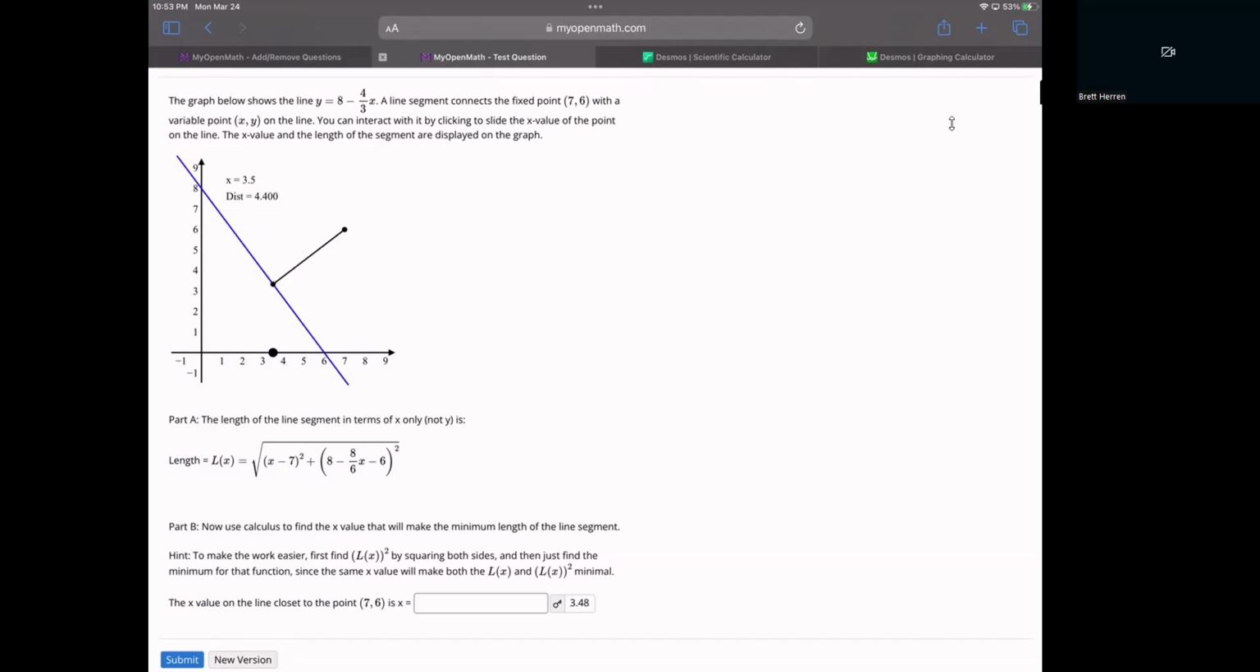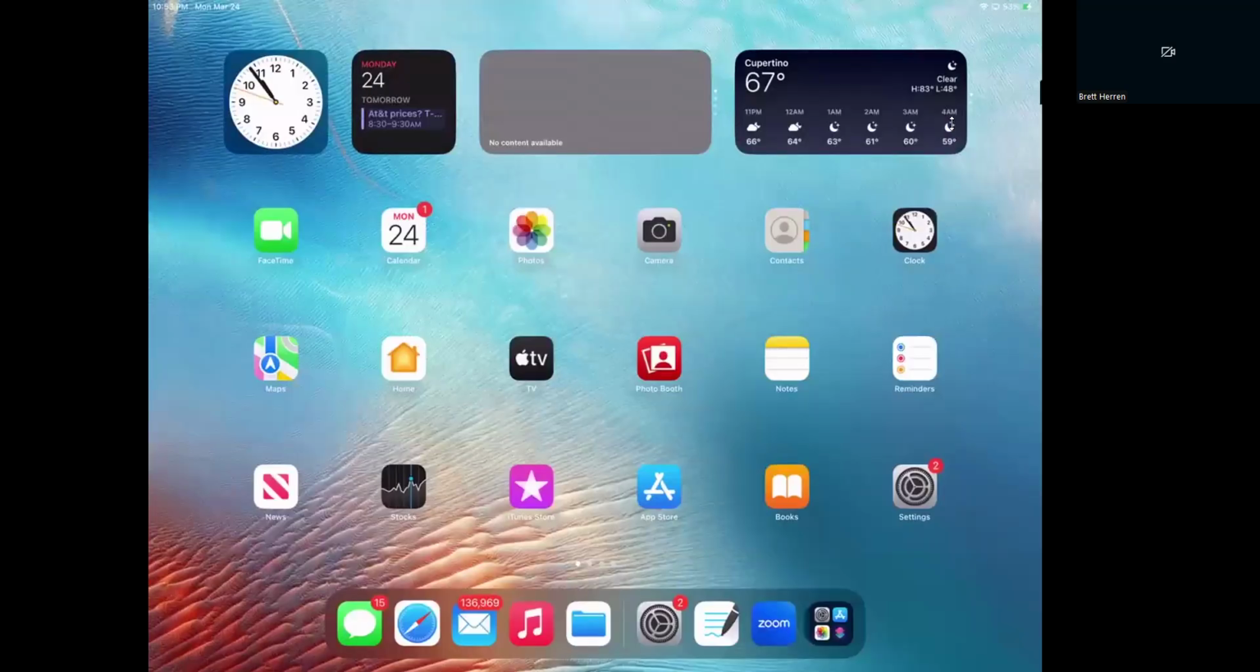It's got to be a 90-degree angle, doesn't it? The closest distance between a point and a line is a straight line at 90 degrees. So that looks about right. That's telling me distance 3.5. The real answer is 3.48. That's pretty close. So that's what we're looking at. So anyway, how do we calculate that?